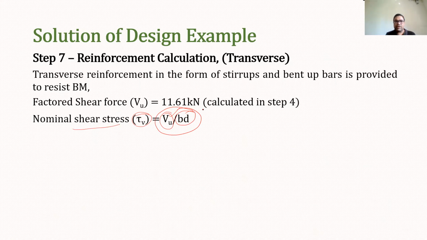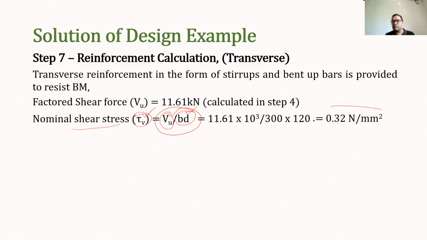Because we are calculating the stress, we have to provide all the values in this relation in Newton and mm. Putting all the values here, we get the value of nominal shear stress tau v as 0.32 Newton per mm square. So that is the value of tau v. Now we have to find out the value of tau c max, which can be calculated from the IS code. Now I will show you the IS code and the table with which we can find out the tau c max value.